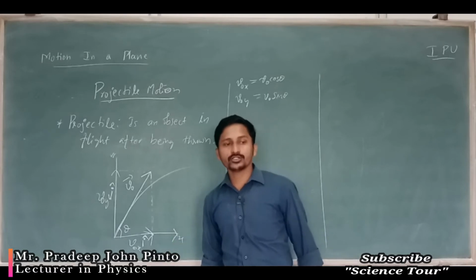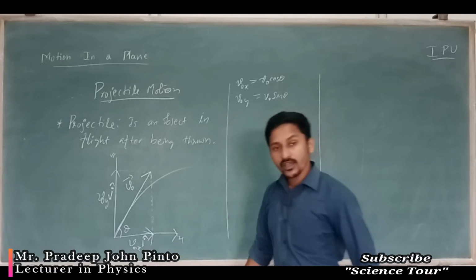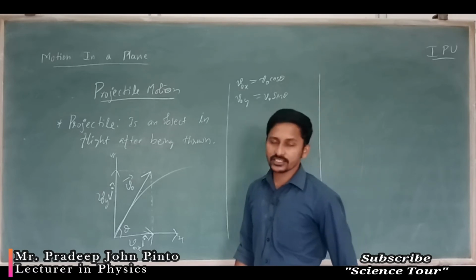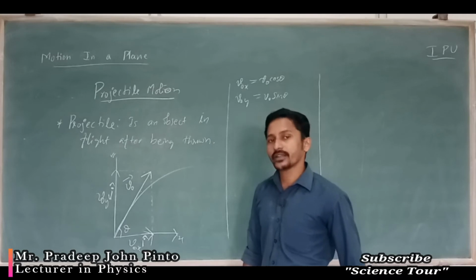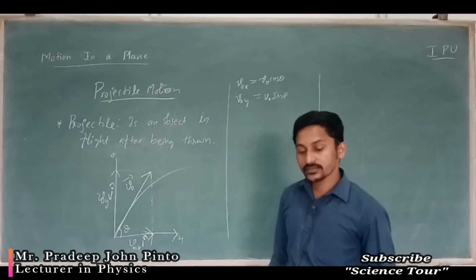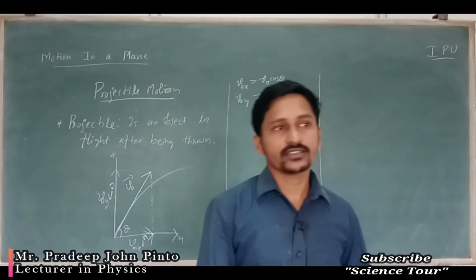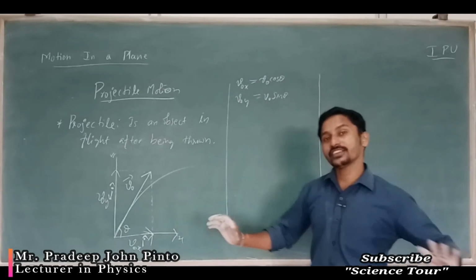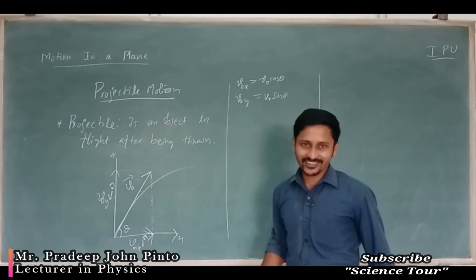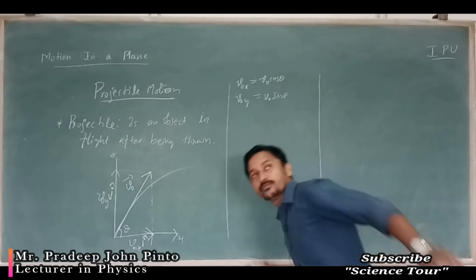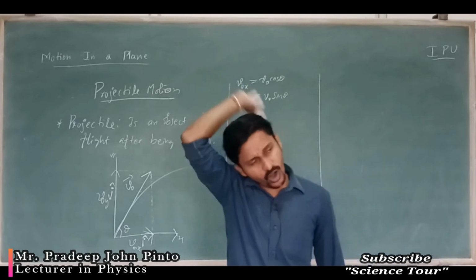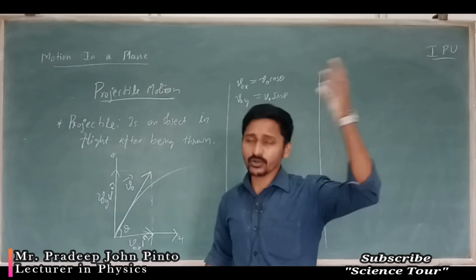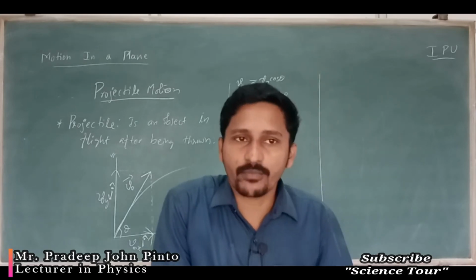Now I am going to throw an object horizontally on a smooth plane. What is going to happen now? It is a smooth plane, so no one is going to stop it. Whereas if gravitation was not there and I threw the object, what would have happened? It would have gone in that direction without stopping.